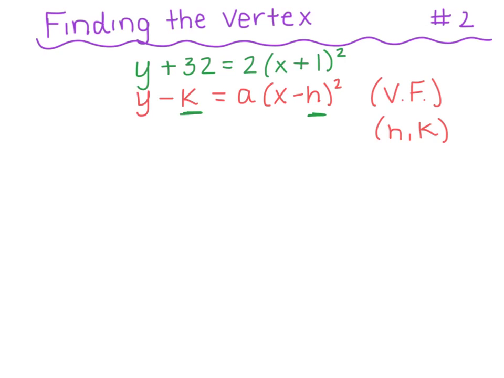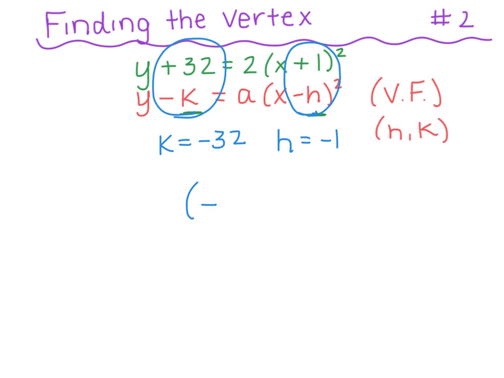So anytime you pull this H and this K out of the equation, you need to think about what the sign actually is. It's always going to be the opposite of what it looks like because there were negative signs in the original formula. So that means looking at this right here, that tells me that my H value is really a negative 1. And looking at this right here, my K value is a negative 32. And so then my vertex is simply negative 1, comma, negative 32.